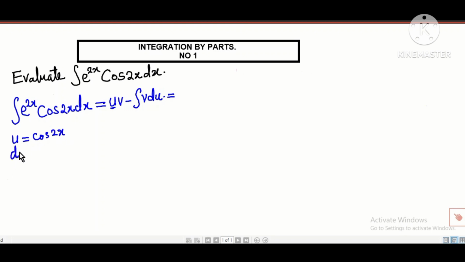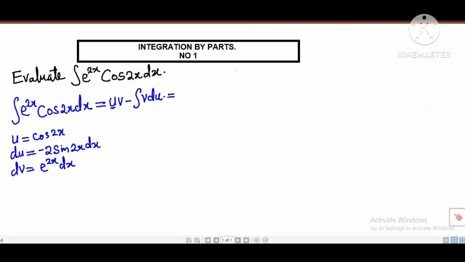Now I'm going to differentiate u with respect to x, and when you differentiate cos 2x, you're going to have minus 2 sine 2x, then multiply by dx. Because remember, du over dx, when you clear the fraction, the dx multiplies across and appears here. So the next one is dv. Remember what we said, dv is going to be e to the power 2x dx.